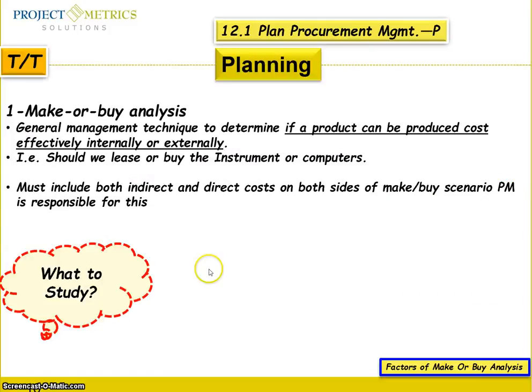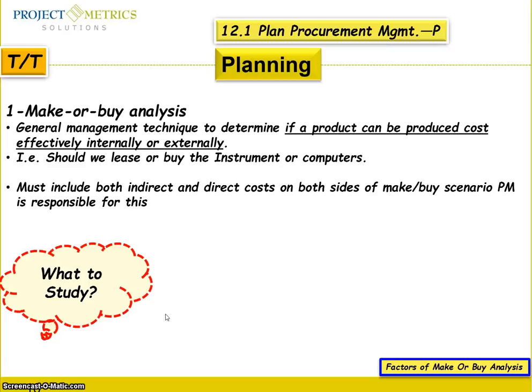Now we are going to talk about the tools and techniques. You are going to talk about something called make or buy analysis. It determines whether a product can be produced cost effectively internally or externally, which means, for example, should we lease or buy the instrument or computers?